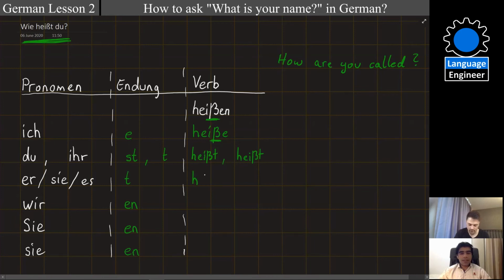We'll use the same heißt. Yes. Ihr heißt, sie heißt, es heißt. Okay, correct. Next one. Wir heißen. Yes. Next one. Sie heißen and also sie heißen.